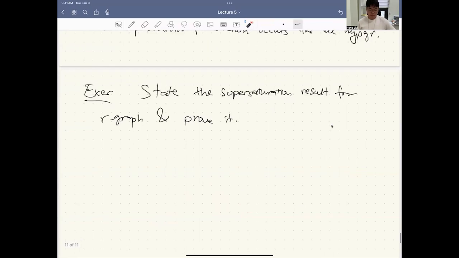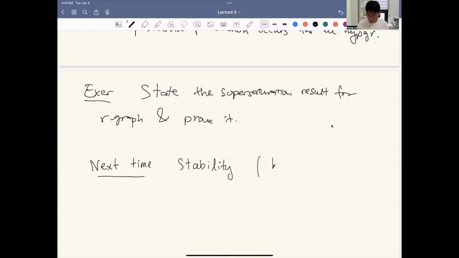Any questions? Next time: stability. So what happens below the Turán density?